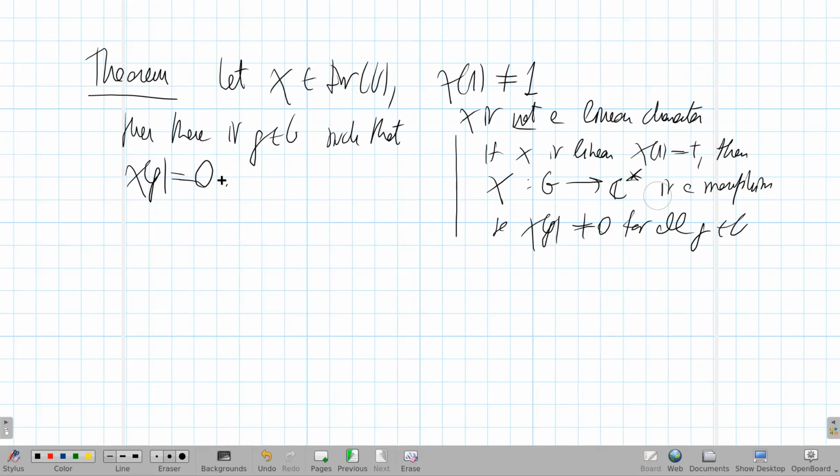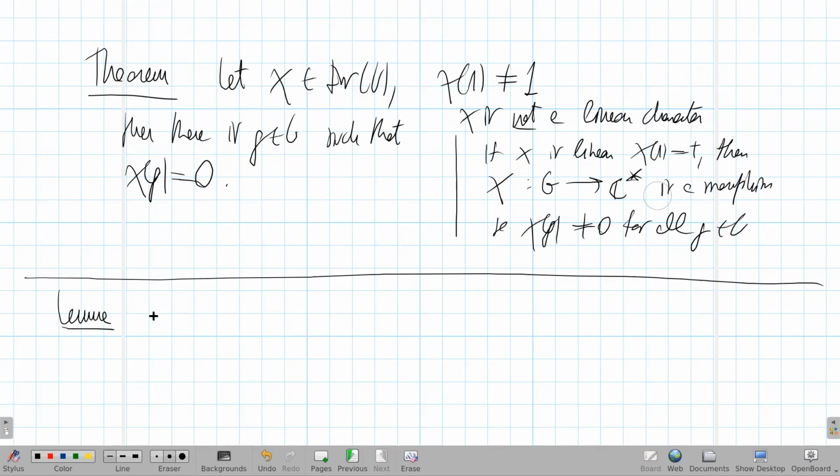Yes. So it's not surprisingly a fact about algebraic integers or the like. And so the lemma says the following. Let E be a subfield of C. Okay?